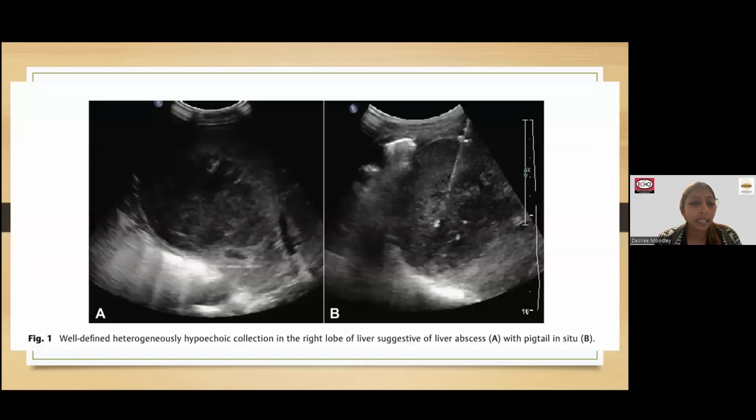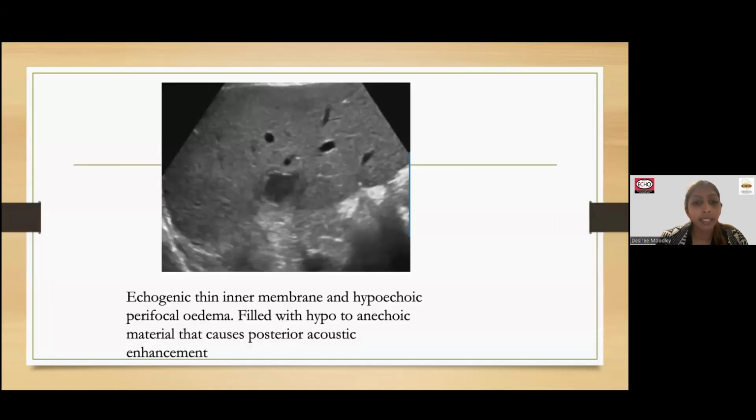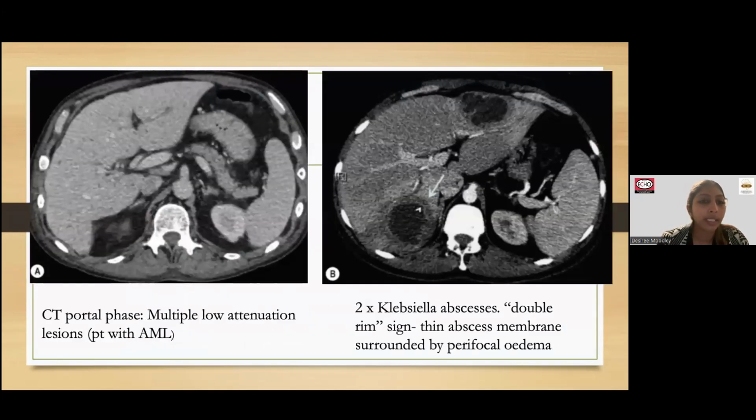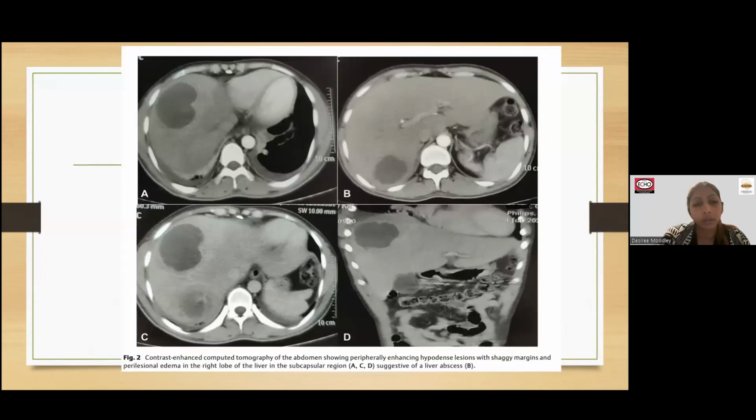So here you can see in A, that's just a hypoechoic collection in the right lobe of the liver. B is just a pigtail they've placed inside. And then here, this just shows a thin inner membrane with very marked hypoechoic perifocal edema, and you can see a bit of posterior acoustic enhancement. On the left, multiple low attenuating lesions are seen on a CT. On the right, you see 2 big Klebsiella abscesses with a double rim sign, and then you can see quite marked perifocal edema.